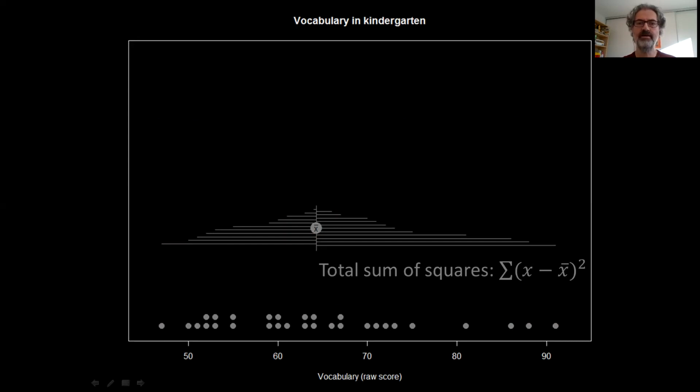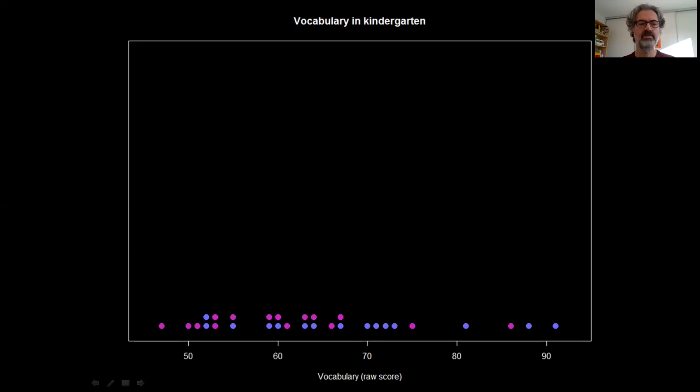Let us now see the effect of grouping. Our independent variable is sex, and that variable splits our data points into two groups. So we have the girls and we have the boys, indicated here by two different colors. And the respective means are here. The mean for the girls is lower than the mean for the boys in this sample.